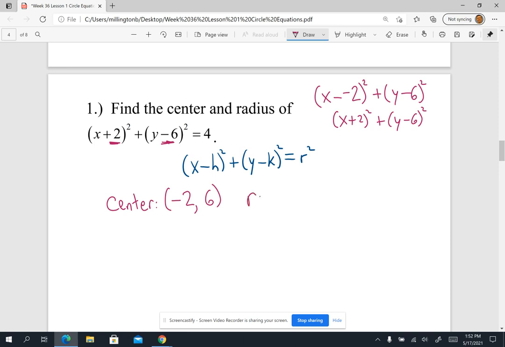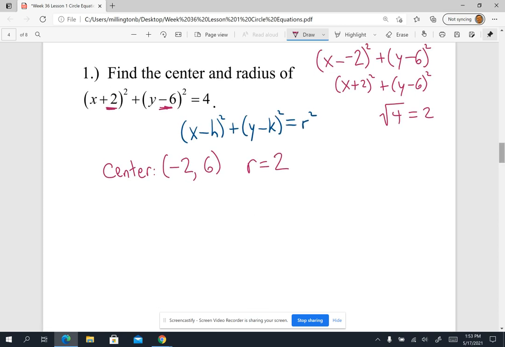All right, well, what's the radius? Is the radius 4? No, because in the general form, it's r squared is equal to 4. So what number squared would give you 4? Well, hopefully you're thinking 2 squared would give you 4, right? Or in other words, the square root of 4 is equal to 2. So the center for this circle is negative 2 comma 6, and the radius is 2.